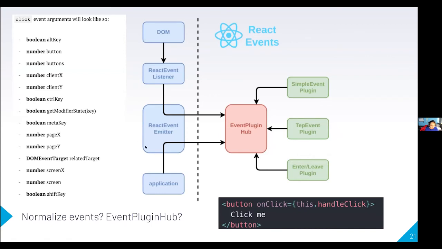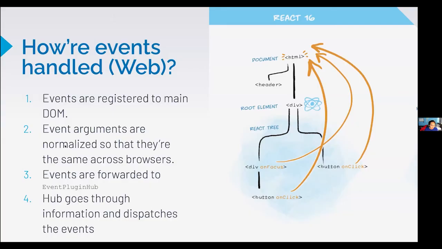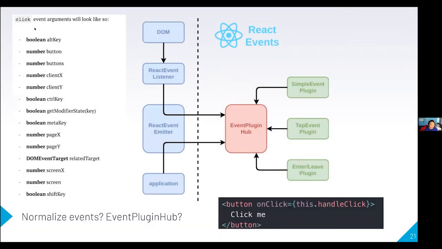When I said before that the event arguments are normalized, that's this. When you do a click event, it makes sure that the object will always look like this: Boolean altKey, number button, number clientX, clientY. All these things in that event object will always be the same regardless of the browser. That comes from the simple event plugin. You can see here the DOM, React Event Listener, and all this stuff. It all passes through this thing called the Event Plugin Hub. So whenever you do an action, it'll run through here.